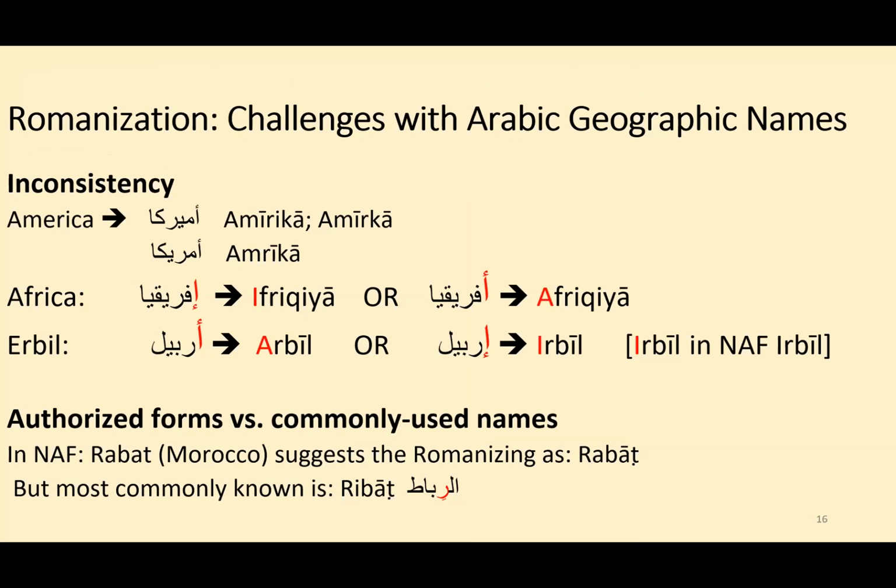Also, the form adopted in the name authority file is not necessarily the most commonly used by Arabic speakers. For example, for Rabat, the capital of Morocco, the name authority file adopted the Rabat form, but it is mostly known as Al-Ribat. Same with Erbil or Erbil. This creates confusion among catalogers and users.